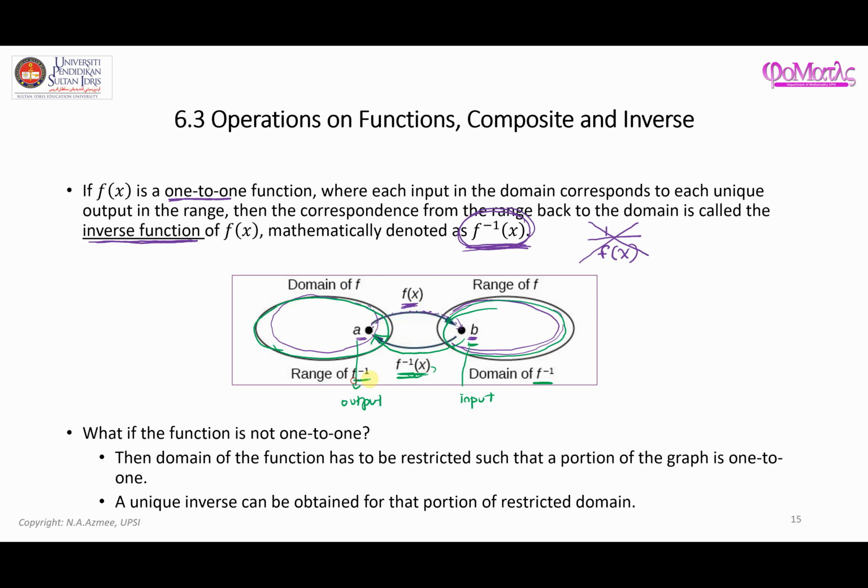And as I said earlier, you can only have inverse function if the function is one-to-one. So what if the function is not one-to-one? If the function is not one-to-one, the domain of the function has to be restricted such that the portion of the graph is one-to-one.